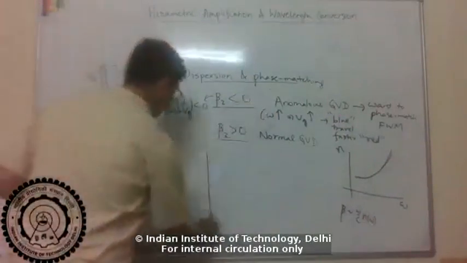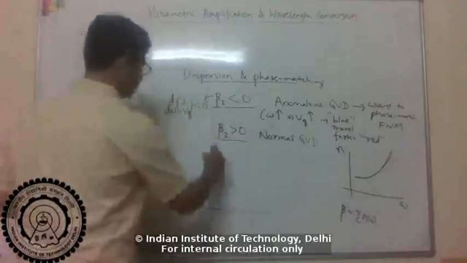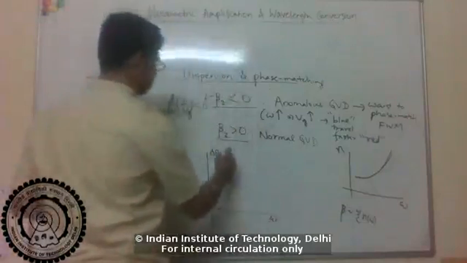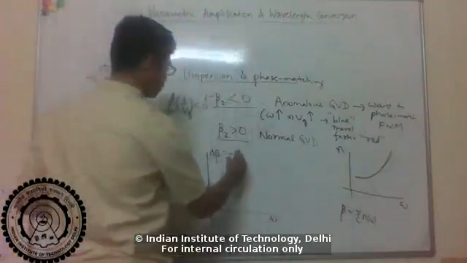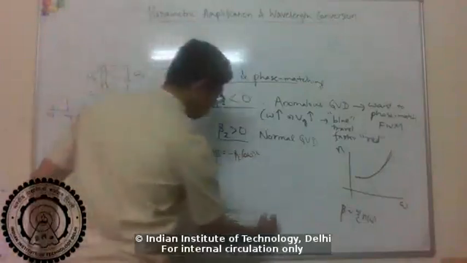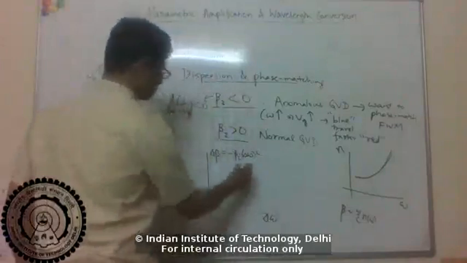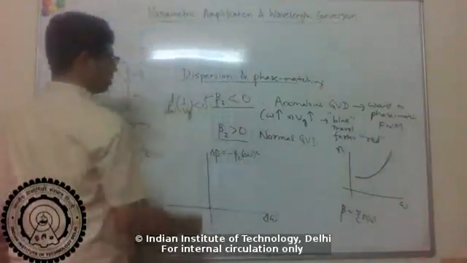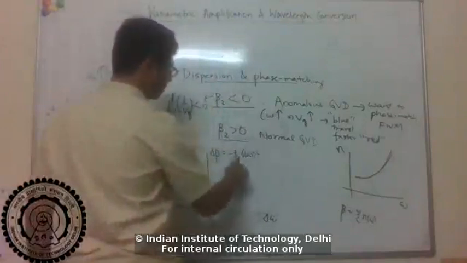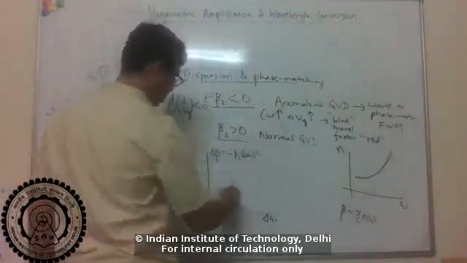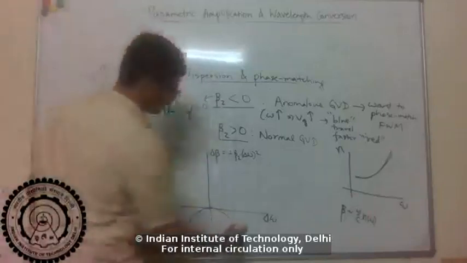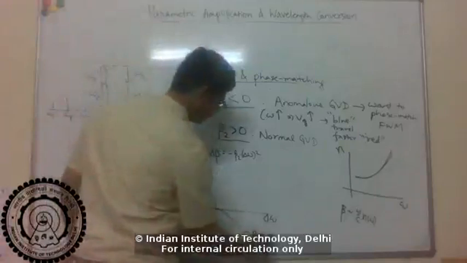Okay, another way to see graphically why we need anomalous dispersion is, if we plot delta beta as a function of omega. We saw this is minus beta 2 times delta omega squared. So delta beta as a function of delta omega is quadratic. If you have normal dispersion, beta 2 is positive, and this is a negative parabola, minus x squared. So this is for beta 2 greater than 0.